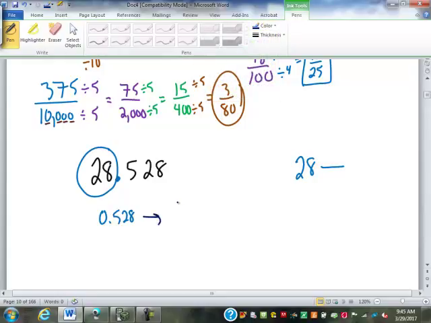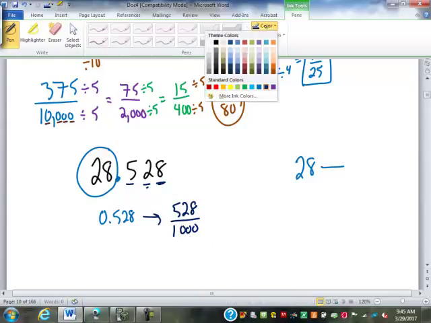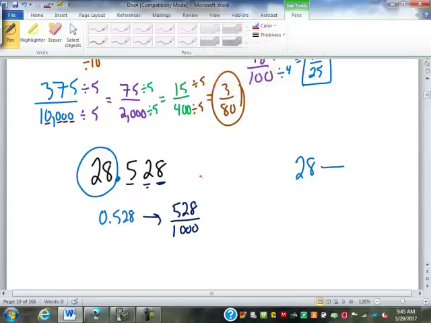So to convert that, that's going to be 528 over 1,000. Again, that's the tenths, hundredths, thousandths place is the last place value. Or 1, 2, 3 decimal places, 1, 2, 3 zeros in my denominator. Both of those can be divided by 4, should work. So 528 divided by 4 is 132. 1,000 divided by 4 is 250.